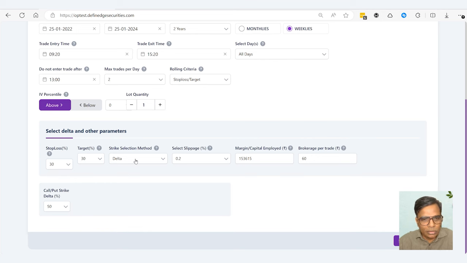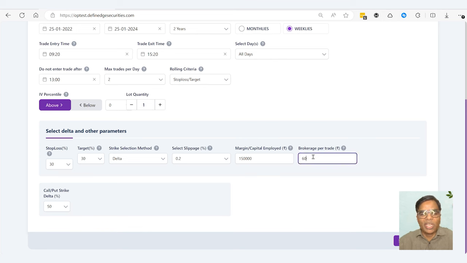All right. So now the strike selection method is obviously delta, because we want to select at the money. So we choose 50 delta, call and put, right? Now the margin capital employed is what you require on this particular day, how much capital is required for a short straddle. Now this you can change, it's totally customizable. So you can make it, let's say, 150,000 instead of 153, maybe your broker has a different requirement for a straddle. Then you can do that.